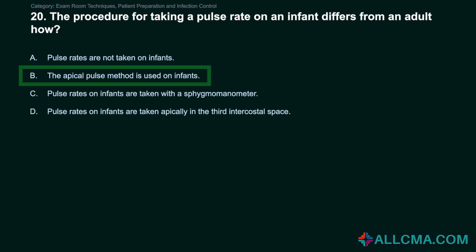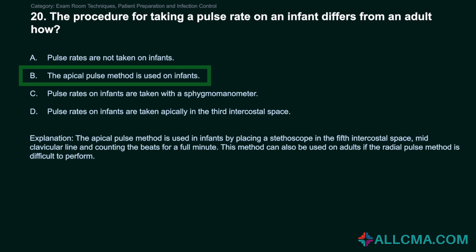Correct answer: B. The apical pulse method is used on infants. The apical pulse method is used in infants by placing a stethoscope in the 5th intercostal space, mid-clavicular line, and counting the beats for a full minute. This method can also be used on adults if the radial pulse method is difficult to perform.